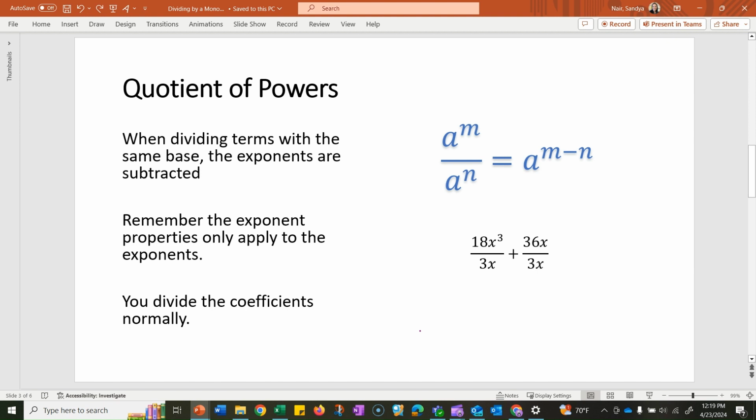So I want to continue with this example I started on the previous slide. Here, 18 over 3, you just divide normally. 18 divided by 3 is 6. And then x cubed over x, that's where we subtract the exponents, and that's going to give us x squared. Then we bring down that plus sign. 36 over 3, just divide normally, which gives us 12. And then x over x just cancels because it's the same term. But if you want to think of it in terms of subtracting, it's x to the 1 minus 1, which is x to the 0, which is equal to just 1. So our final answer is 6x squared plus 12.